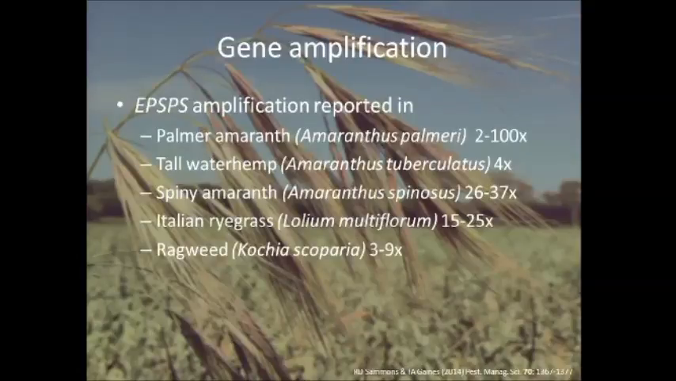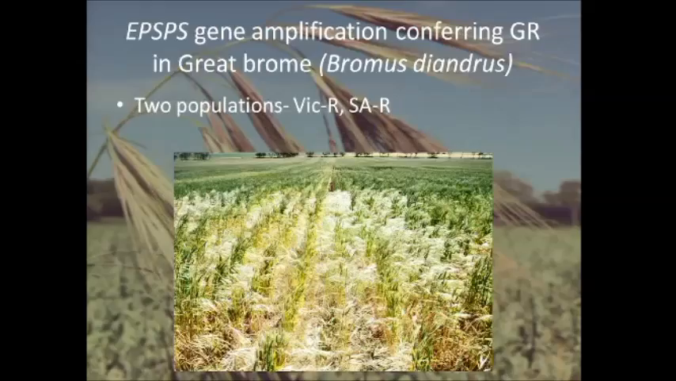Gene amplification for EPSPS has been reported in 5 species in the literature so far. The first one being Palmer amaranth, which has up to 100 times more EPSPS gene copies compared to the susceptible biotypes. Then we've got a few other Amaranthus species, ryegrass and kochia. And here in Australia, we've got the first instance of this mechanism conferring glyphosate resistance in grape brome, Bromus diandrus. We've identified 2 populations in Australia, one from Victoria, Vic R, and one from South Australia, SAR.